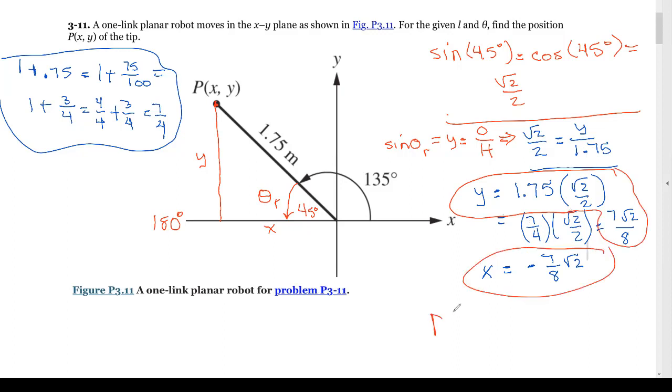If I'm asked what is P of x, y, I'm going to answer as an ordered pair. And x is negative 7 times the square root of 2 over 8. And y is 7 times the square root of 2 over 8. And that's basically all you need to do for this kind of a problem.